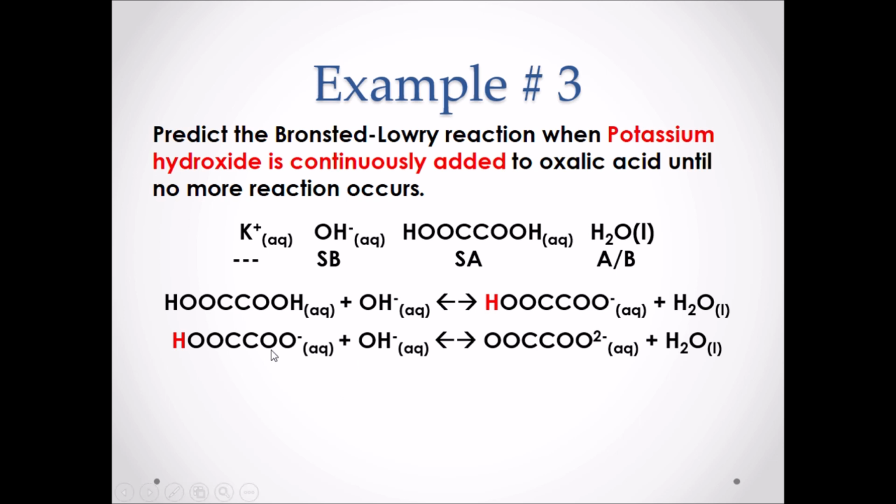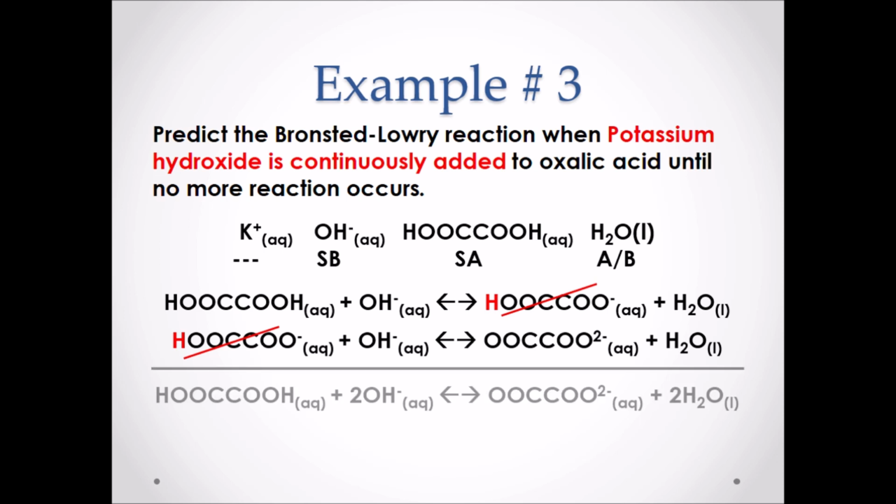We have to determine the net chemical equation, so we have to cancel species that appear on either side of the chemical equation, known as spectators. So we've canceled out HOOCCOO-, and when we combine the two reactions together, we are left with the following net polyprotic Bronsted-Lowry reaction.